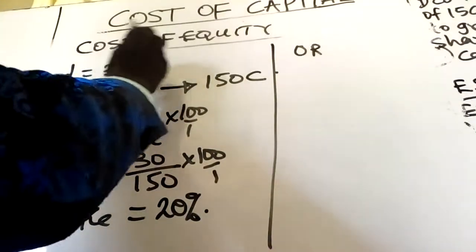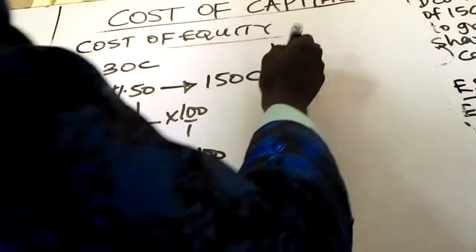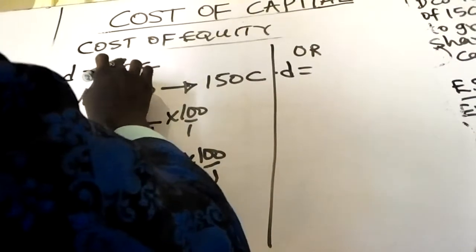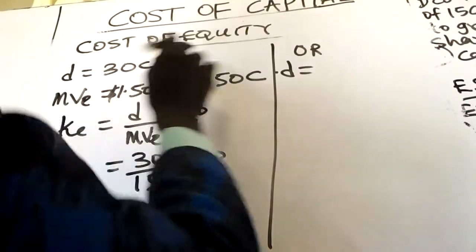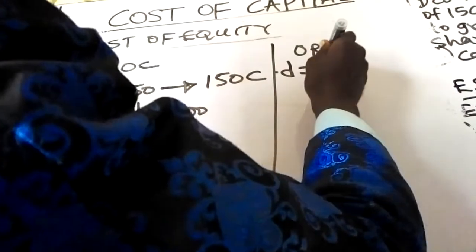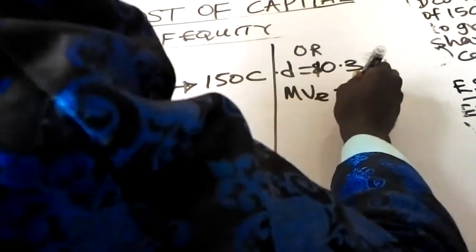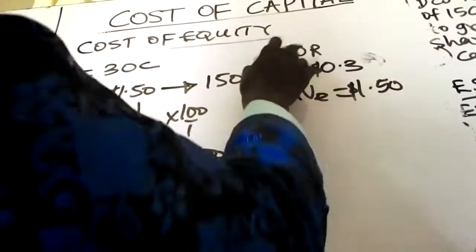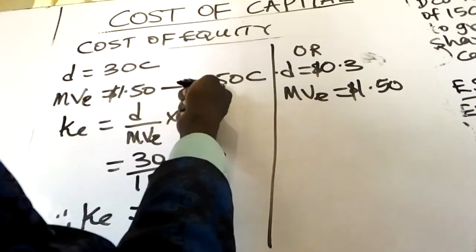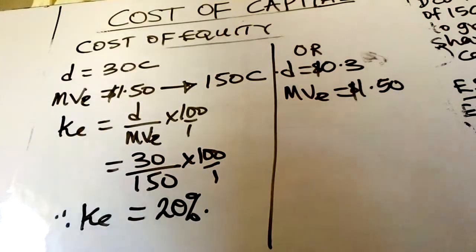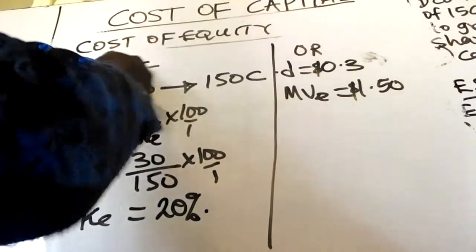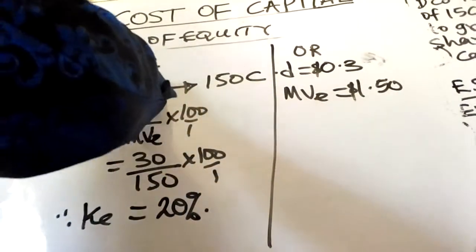Alternatively, convert the 30 cents to dollars. If you convert it to dollars, you have 30 divided by 100. That will give you 0.3 dollar. We are given the market value to be $1.50, so they are both in dollars. But where this is in cents, the market value must also be in cents. Where this is in kobo in Nigeria context, the market value must be in kobo. And where this is in naira, the market value must be in naira.